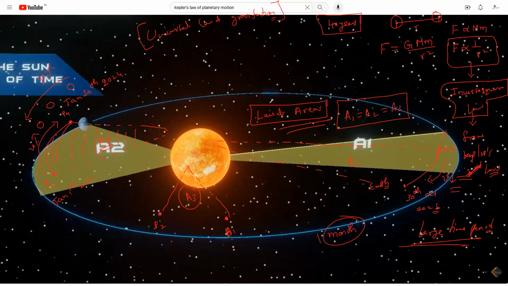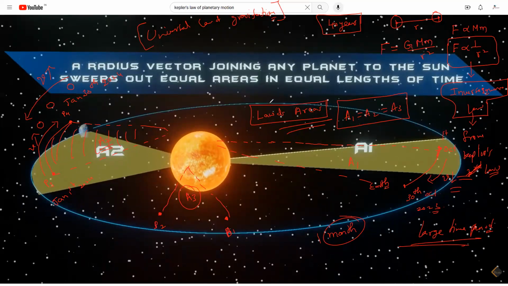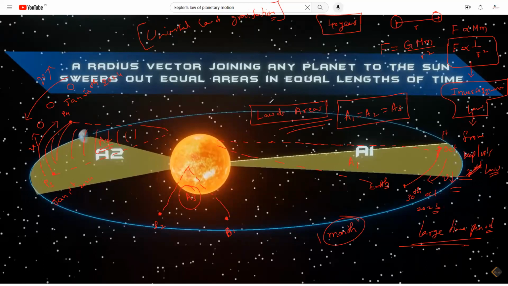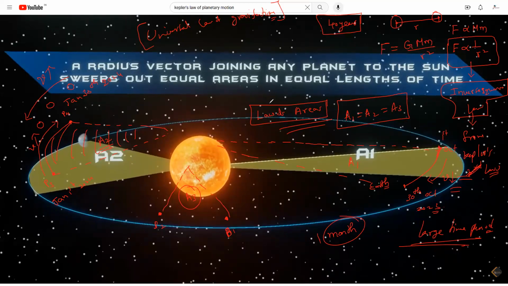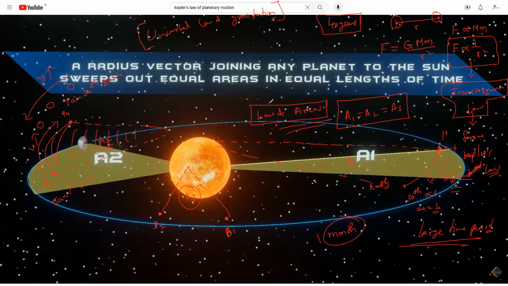Kepler's second law of planetary motion: a radius vector joining any planet to the sun sweeps out equal areas in equal lengths of time.